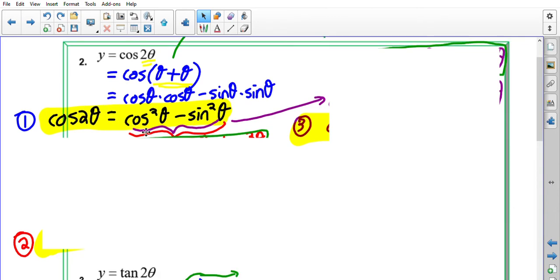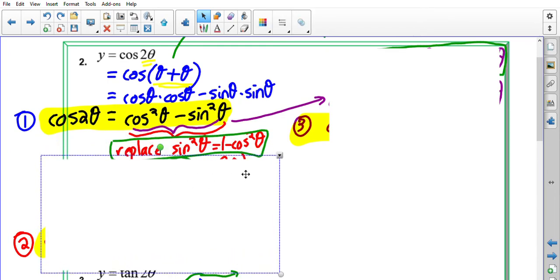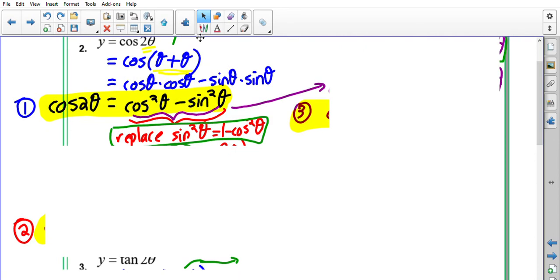Okay, let's do our next version. So our next version builds off this line. So we're going to follow here in red. Our next step is that we are going to apply the Pythagorean identity. So I'll write that here. So we are applying the Pythagorean identity. I'm going to replace sine squared theta with the version of the Pythagorean identity that says it's equivalent to 1 minus cos squared theta.